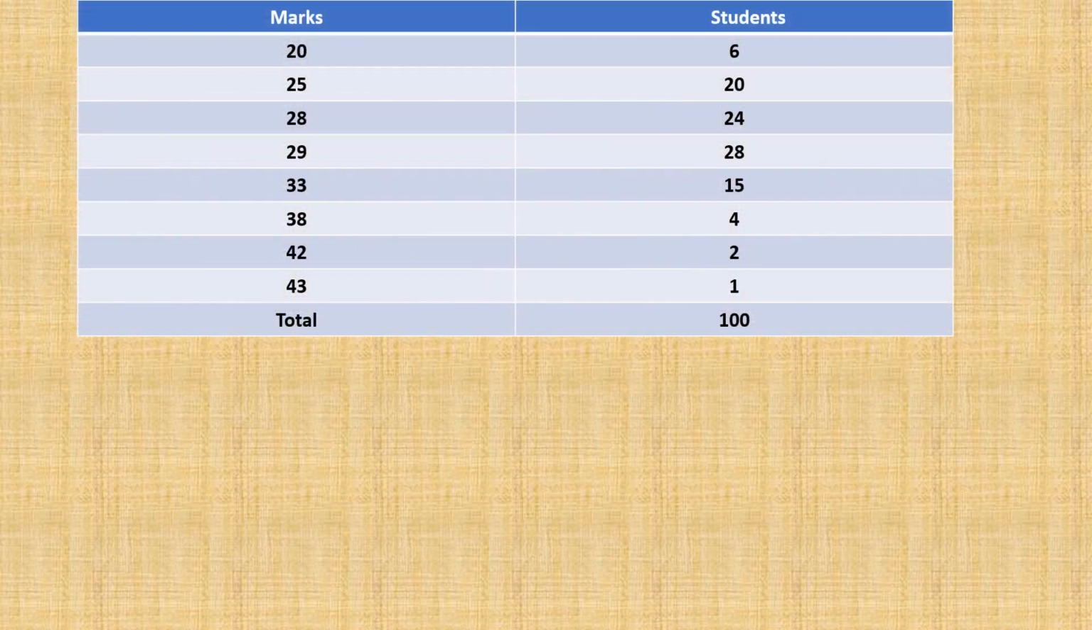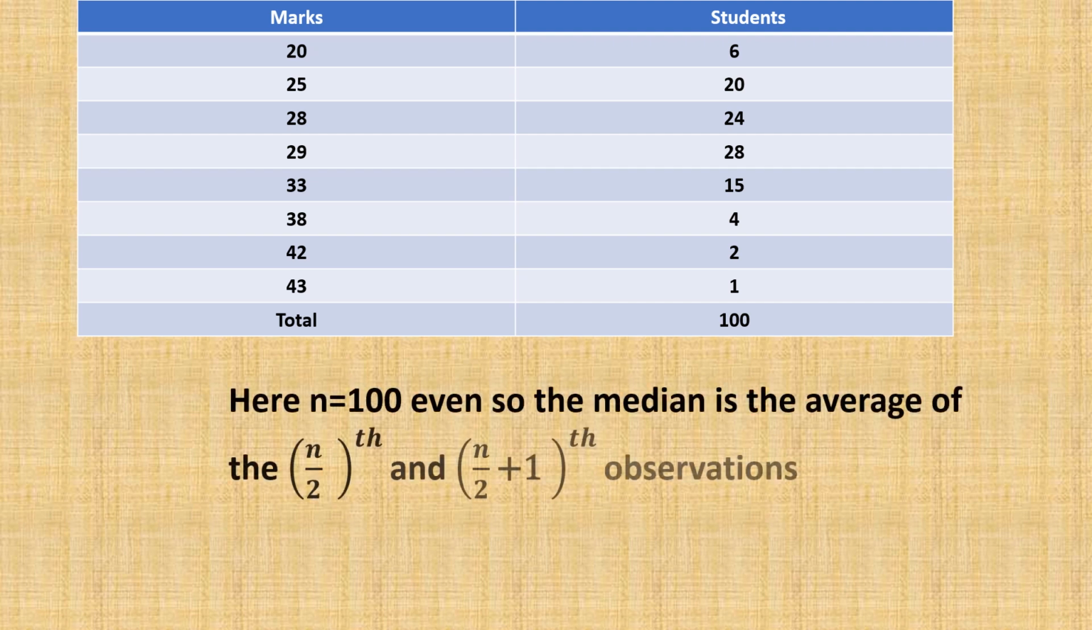So for this, first I have to arrange all of them in ascending order. So I will get 20, 25, 28, 29, 33, 38, 42, 43, and the number of students as well. The total number of students is 100. So the number of observations is even. So the median will be the average of the n by 2th and n by 2 plus 1th observations. That is the 50th and 51st observations. Now we have to find what the 50th observation and the 51st observation are.